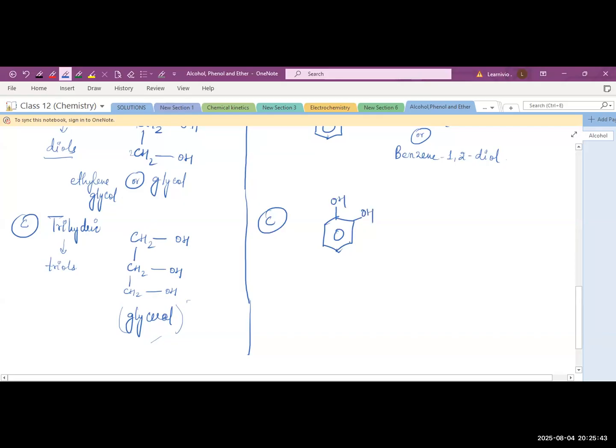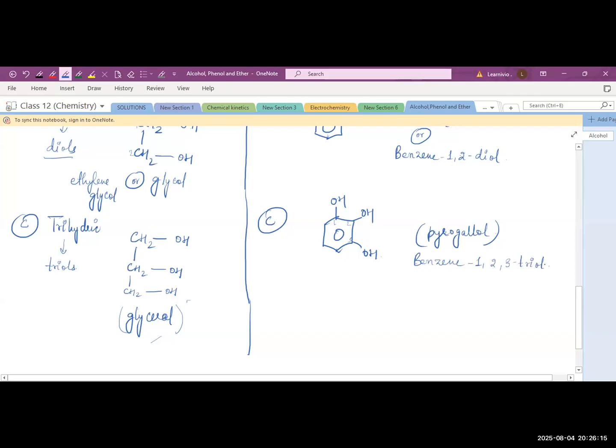here the OH group is there, and again there is an OH group. So this is a trihydric type of phenol. And we also call it pyrogallol. The common name for this is pyrogallol. And what will be the IUPAC nomenclature? It's benzene-1,2,3-triol.